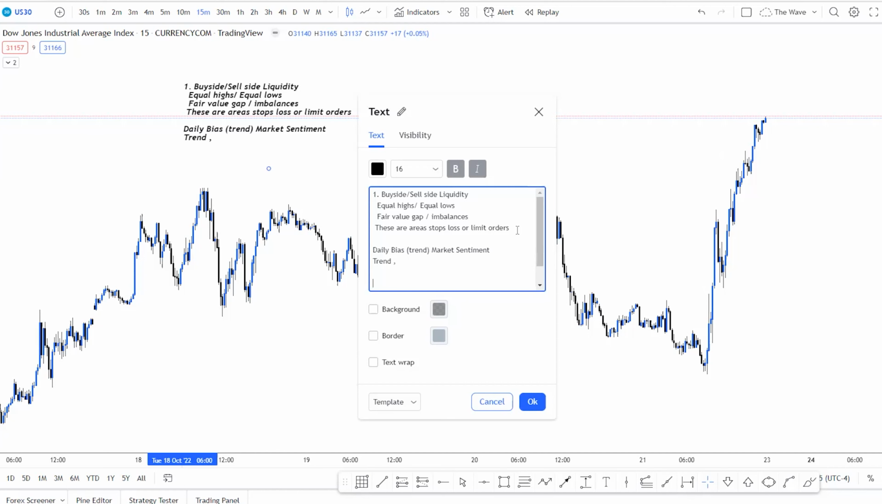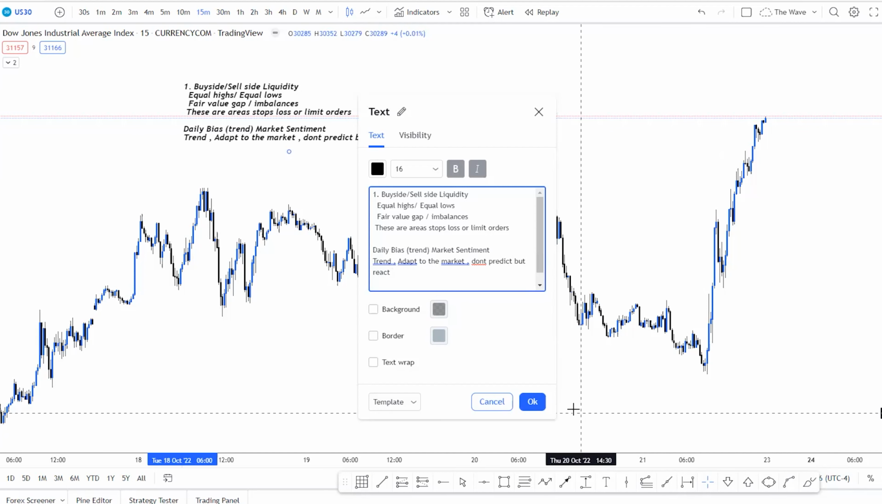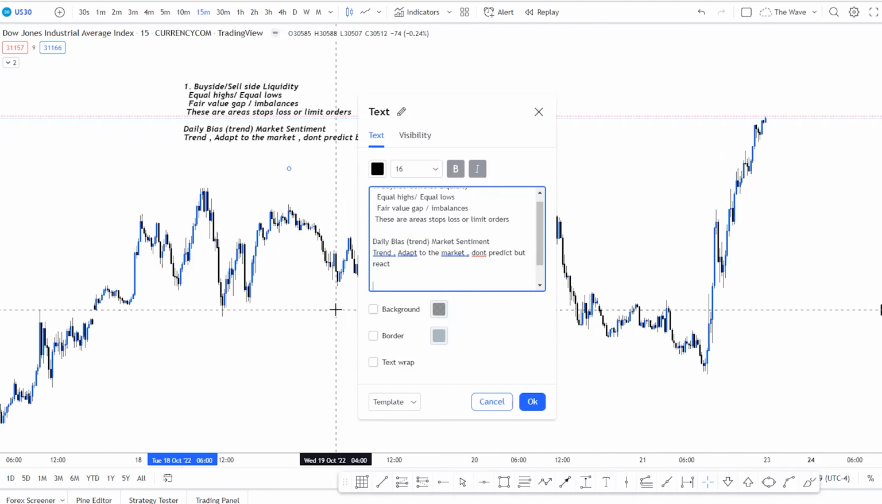Okay. So we want to know where our bias is, and this can change. You have to be adaptable to the markets, right? Don't try to predict, but react. Be adaptable. Your sentiment can change. Don't get too caught up or confused, but it can change. Okay. So for daily bias, you can use top-down analysis from the daily time frame to the 1 hour down to the 15-minute for direction. Okay.